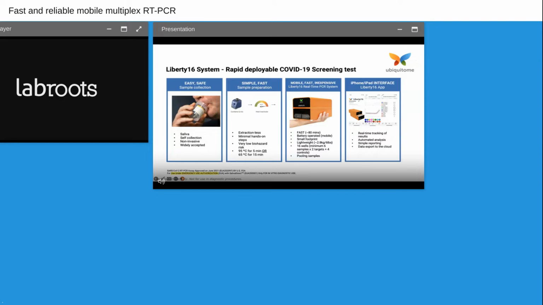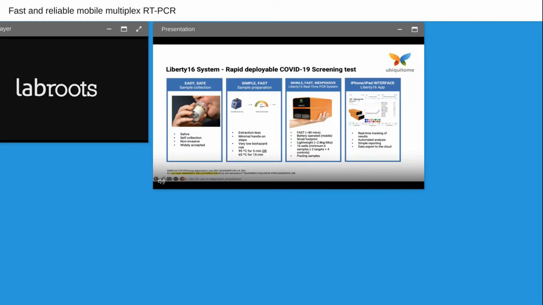Once the saliva has been heat treated, it is then combined with a master mix. A master mix is essentially a combination of reagents combined together. The master mix is combined with the processed or heated saliva sample. It is then put into the Liberty-16, processed for approximately 80 minutes.